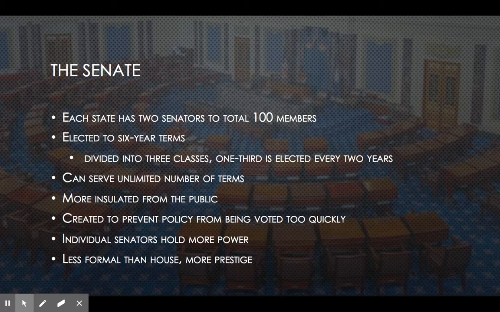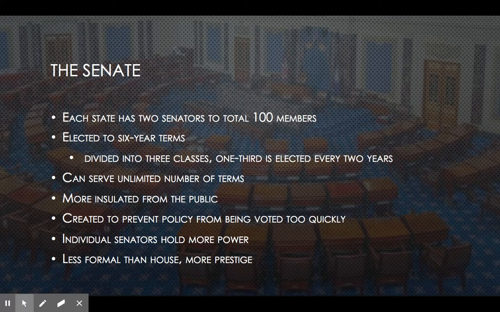So it is more stable because it's divided into 3 classes. Only 1/3 of the Senate is elected every 2 years, okay? So there are different election cycles, and that way only 1/3 of the Senate is up for re-election every so often, okay? And that is to just keep it a more stable, more continuous governing body. Now, senators, like representatives, can serve unlimited terms.